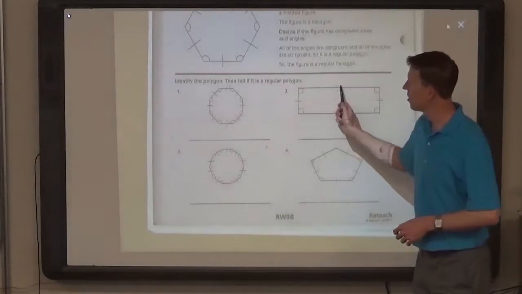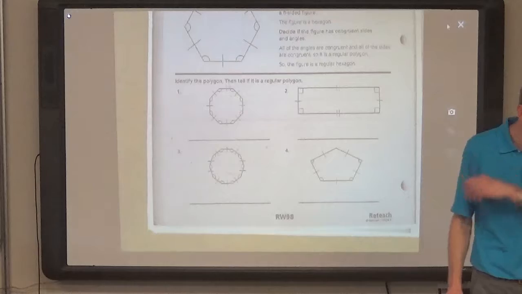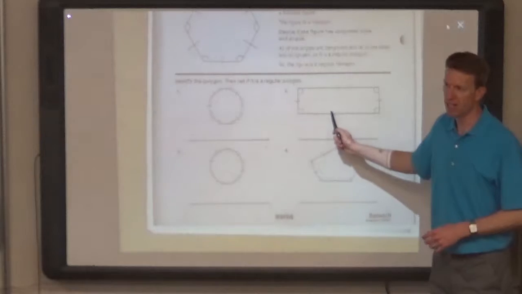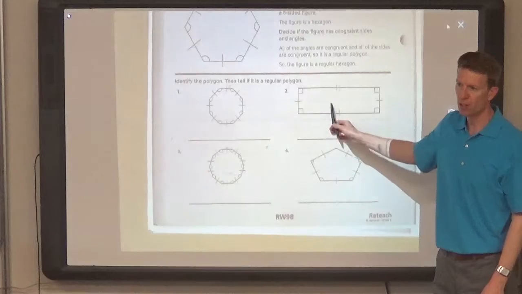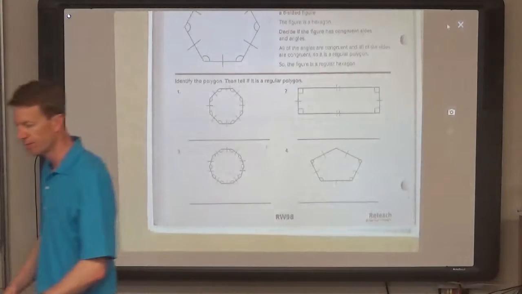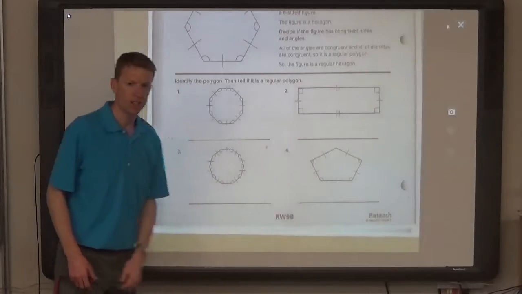So number 2, are the sides all the same length? No. So this is irregular. And it's not, you don't name this as a rectangle, you name it as a quadrilateral, meaning it has 4 sides. So number 4 is regular? Oh, are all the angles the same? No. So then it has to be irregular. Yep. Even though the sides are all the same length, the angles are different.